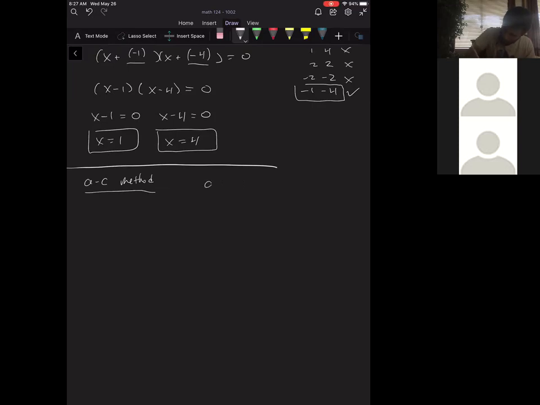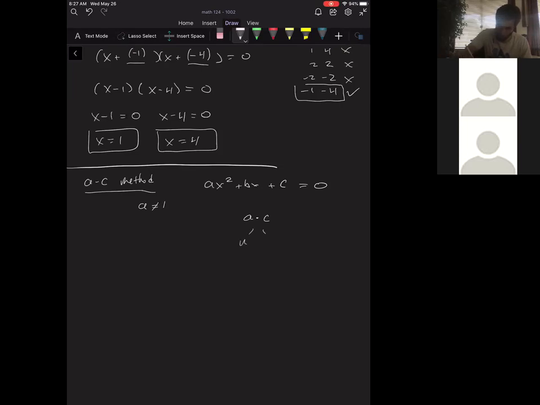So say we have something like this, ax squared plus bx plus c is equal to 0. And in this situation, a does not equal 1. So how we factor this one is, first we're going to take the numbers a and c and multiply them together. So a multiplied by c. Now we need to figure out what are all the numbers that multiply up to a times c.